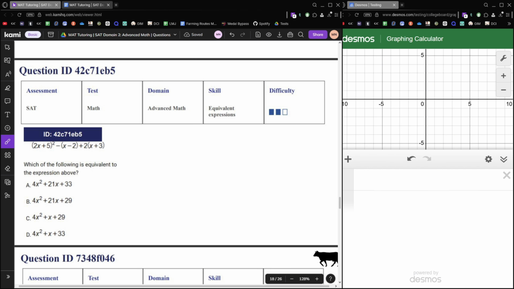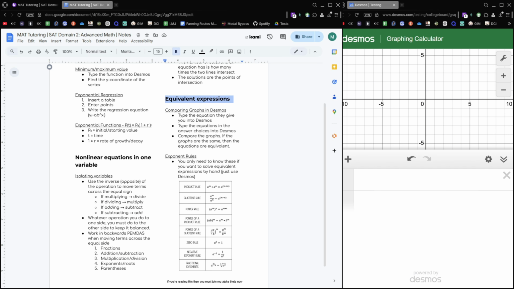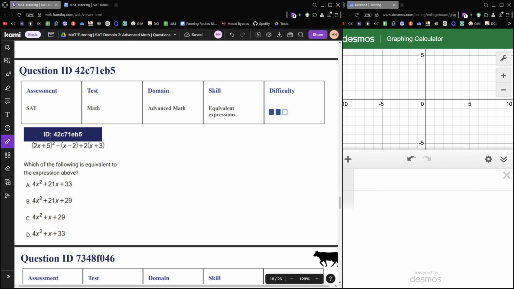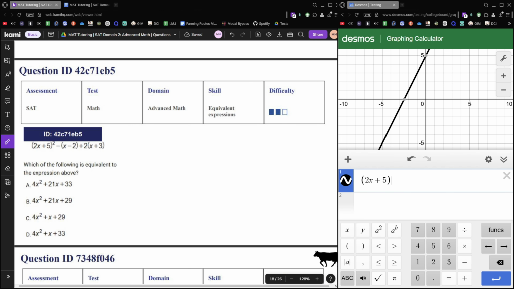Let's take a quick look at the notes. Equivalent expressions. What we can do is type the equation they give us into Desmos. Wait, this should be expression. Get it? Because there's no equal sign. Alright, let's go ahead and do that real quick.